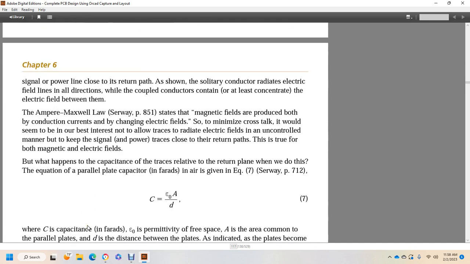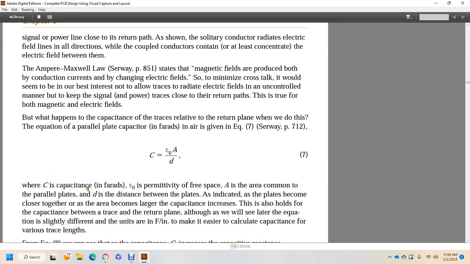But what happens in capacitance between a trace and the return plane? The equation for a parallel plane capacitor in farads with air is given in equation 7, where C is capacitance in farads, epsilon-naught is the permittivity of free space, A is the common area of the plates, and D is the distance between the plates. It indicates that as the plates become closer together, the capacitance increases.